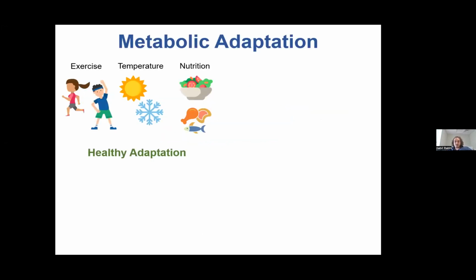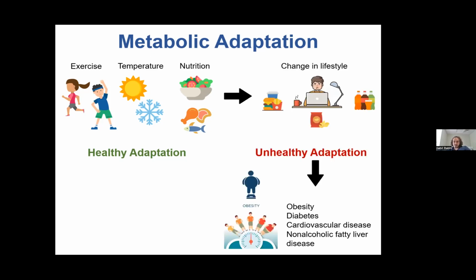Okay, so our bodies have a remarkable capacity to adapt to external cues. For example, in response to temperature fluctuations, in response to nutrition, during feeding, fasting, or during exercise. However, changes in lifestyle, where more sedentary behaviors are introduced, or overnutrition may lead to unhealthy adaptation. This unhealthy adaptation will promote health complications such as obesity, type 2 diabetes, cardiovascular diseases and fatty liver.